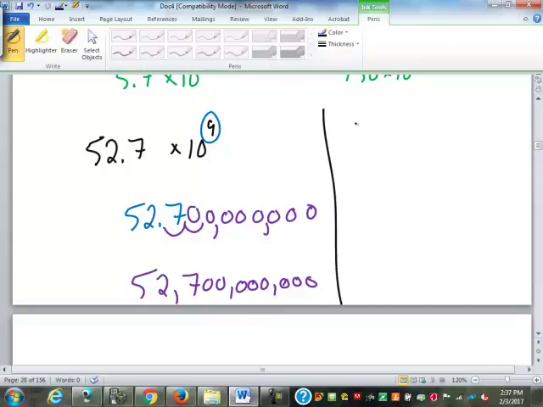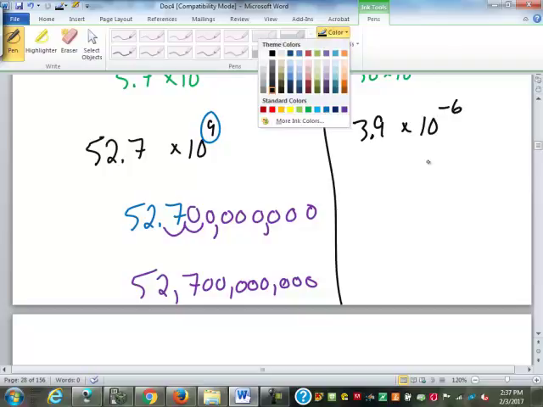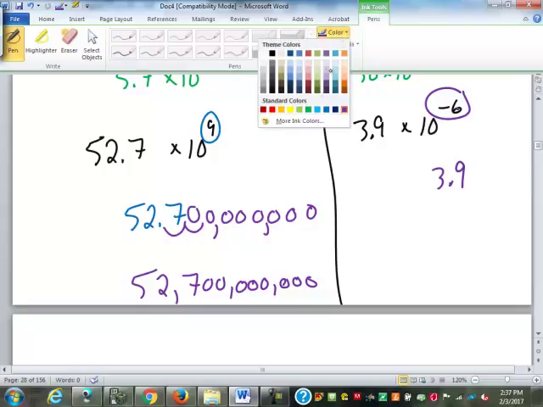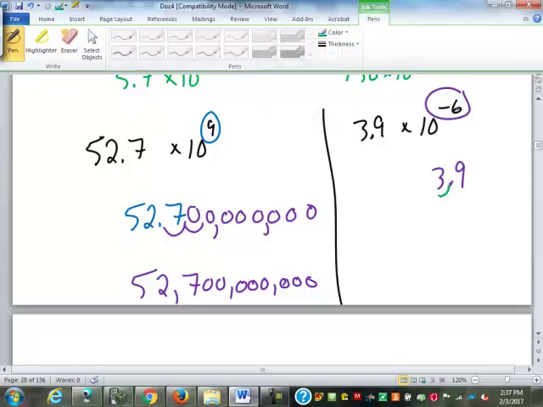We might have 3.9 times 10 to the negative 6th. So are we making this one smaller or larger? Smaller because it's a negative power, and we're going 6 spots. So again, we move 1, and then we have to start adding zeros. 2, 3, 4, 5, 6. So it looks like that.